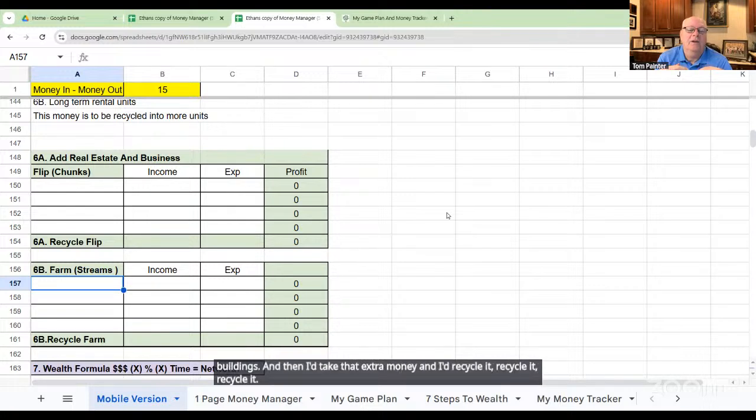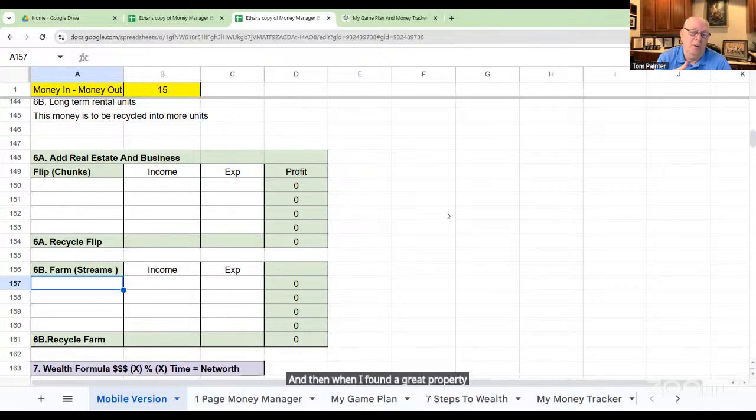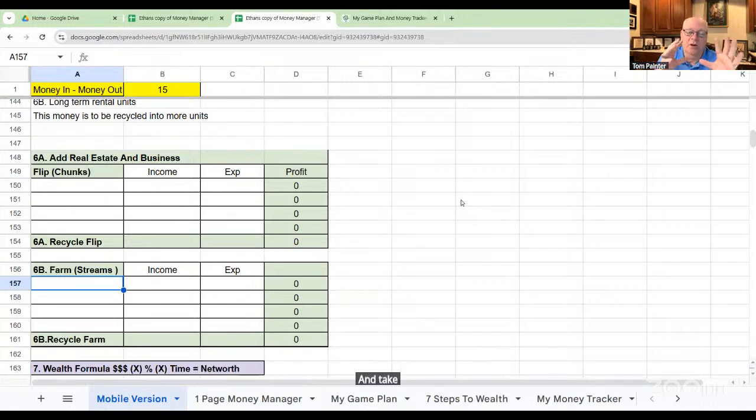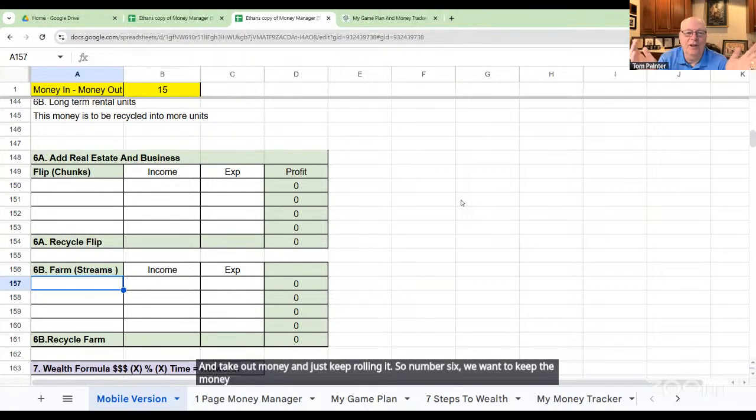And then when I found a great property I wanted to keep for a long time, I would put that money into it. As that property went up in value, we'd refinance it and take out money and just keep rolling it. So with number 6, we want to keep the money rolling and rolling and rolling. But if you're in debt, let's get some of that money out and attack your debts with it. So 6B is we're going to farm it.